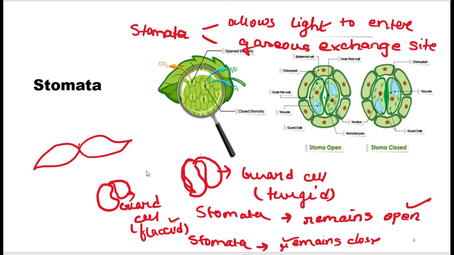So this opening and closing of stomata plays a very important role in the process of photosynthesis. Why? Because if the stomata are closed, then light cannot penetrate. And if the light cannot penetrate, then the chlorophyll cannot be excited and the process cannot begin. So the stomata actually play an important role in regulation, we can say. So, we can say stomata also help in regulation.